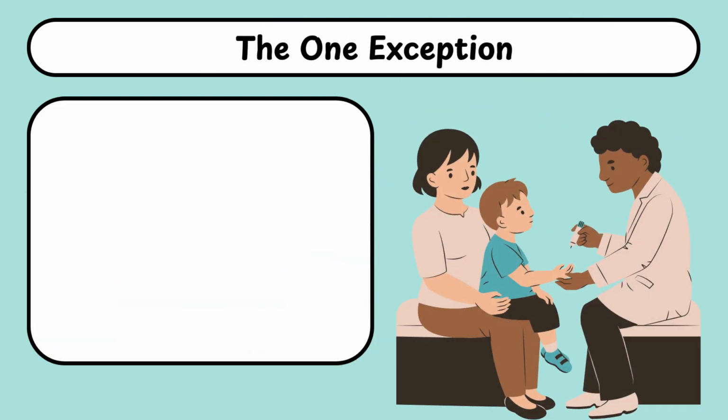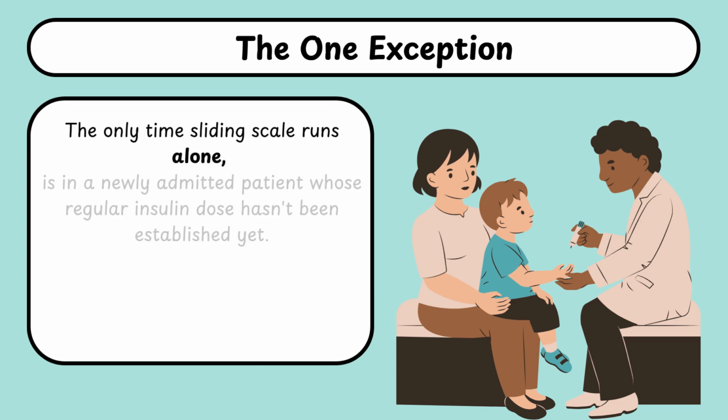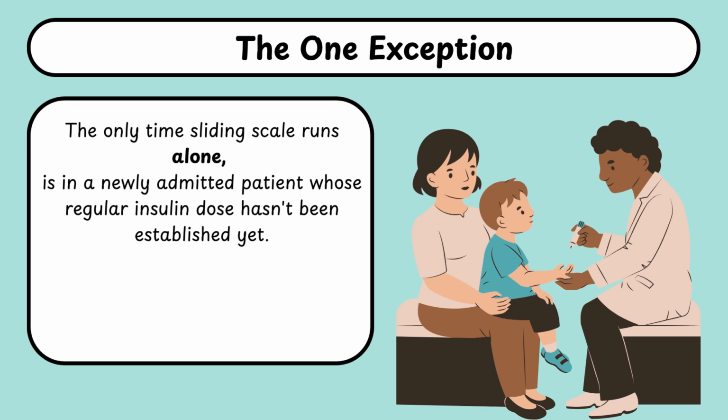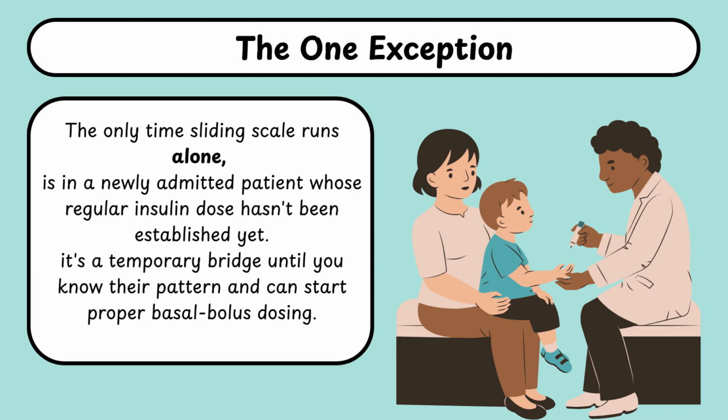But there is only one exception though. The only time sliding scale runs alone is in a newly admitted patient whose regular insulin dose hasn't been established yet. It's a temporary bridge until you know their pattern and can start proper basal bolus dosing.